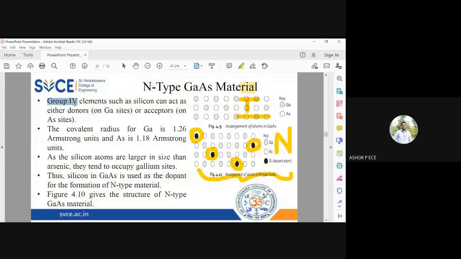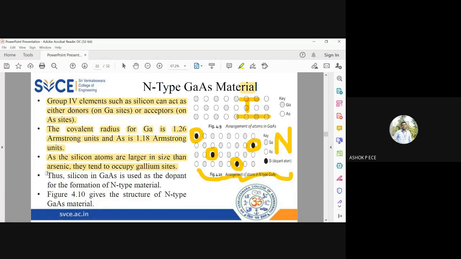Only group 4 elements can act as the donors or acceptors in gallium arsenide, because I already used group 3 and group 5 here, right? So I cannot use another group 3 or group 5. I have to use only group 4 as the doping impurity. The covalent radius for gallium is 1.26 and for arsenic is 1.18 angstrom. The angstrom unit is 10 power minus 10 meters. So silicon atoms are larger in size than arsenic, and they tend to occupy the gallium site. So they will go and occupy the gallium site.